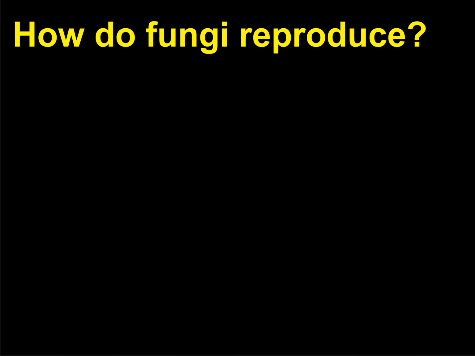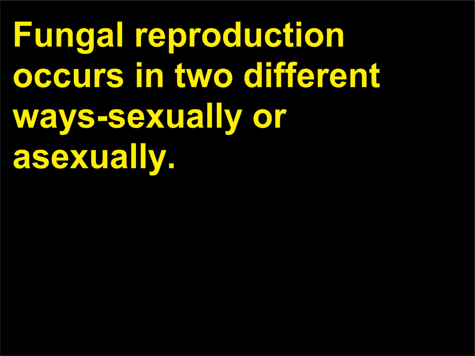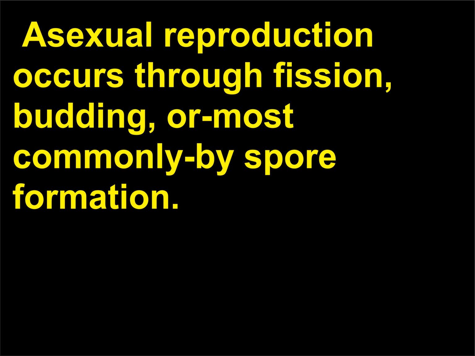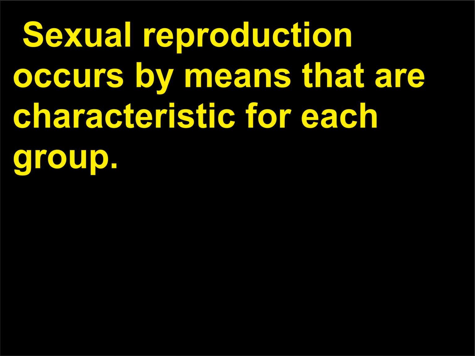How do fungi reproduce? Fungal reproduction occurs in two different ways: sexually or asexually. Asexual reproduction occurs through fission, budding, or most commonly by spore formation. Sexual reproduction occurs by means that are characteristic for each group.